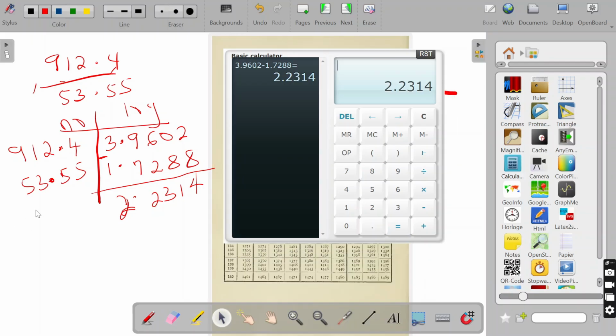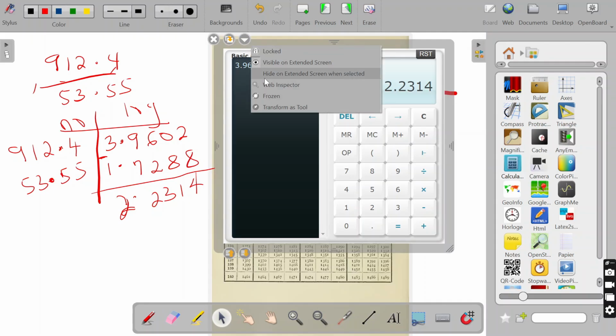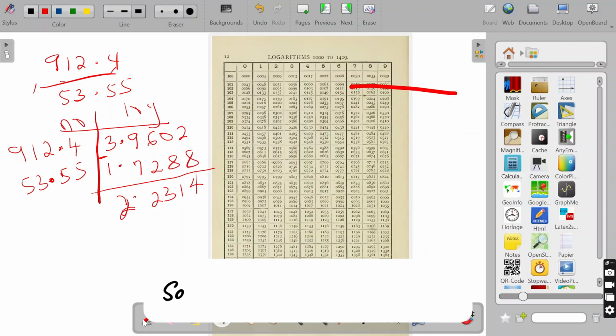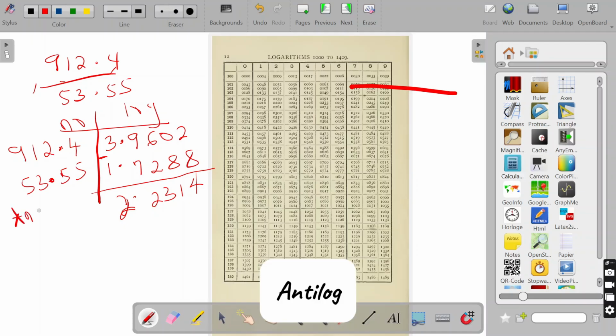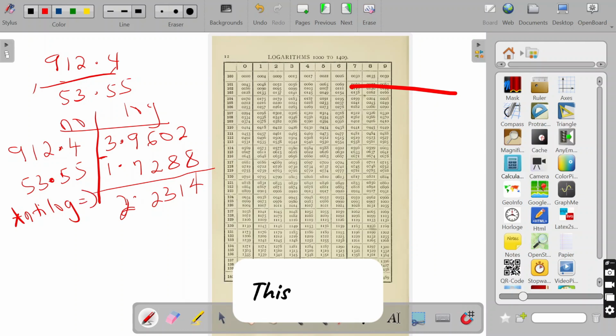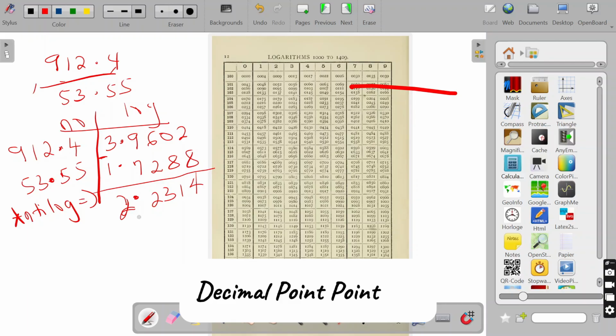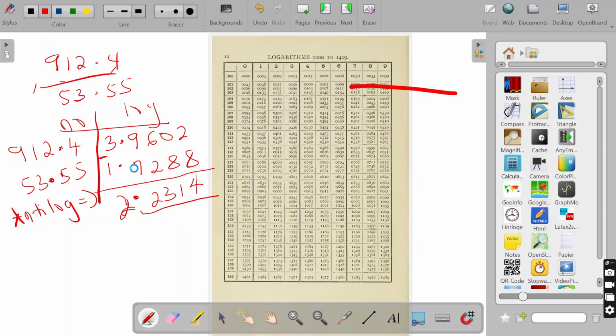Find the antilog. So to find the antilog of this number, we are going to start from the decimal point, 0.2314. We are looking for the antilog of 0.2314. So you go to the section where you have the antilog.